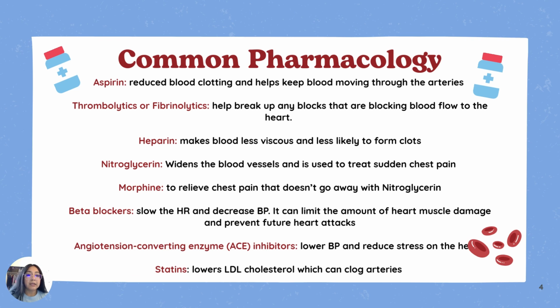Morphine is a pain medication that also helps relieve the chest pain if it doesn't go away when they give the nitroglycerin. There's also beta blockers, which slow down the heart rate and decrease blood pressure because it can limit the amount of heart muscle damage and prevent future heart attacks. There's also angiotensin converting enzyme inhibitors, which lower blood pressure and reduce stress on the heart. And there's also statins, which lower the bad cholesterol, which can clog arteries.